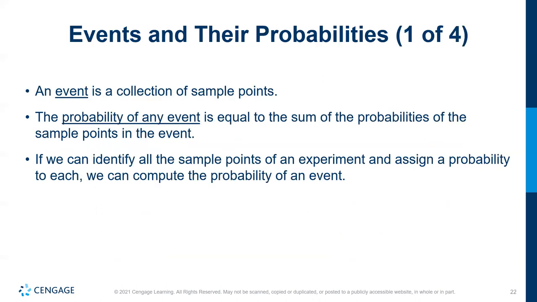All right, so now we'll talk about events as opposed to experiments, okay? So an event is a collection of sample points, and the probability of any event is equal to the sum of the probabilities of the sample points in the event. That sounds, again, like mathematical jargon, and it's confusing.